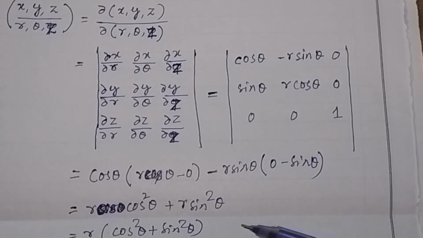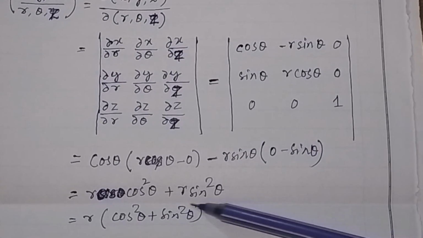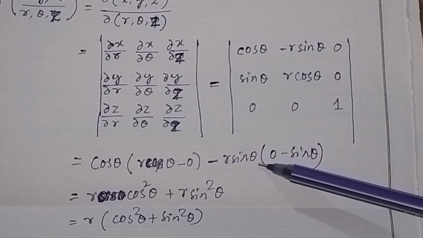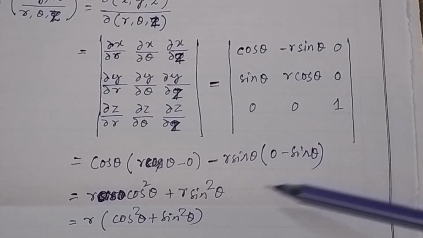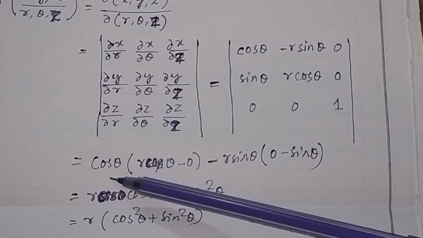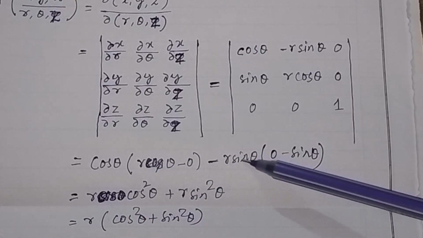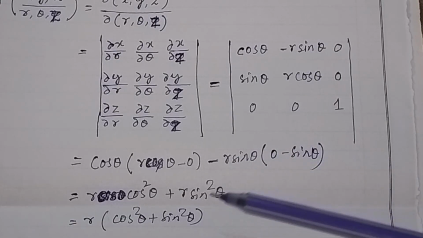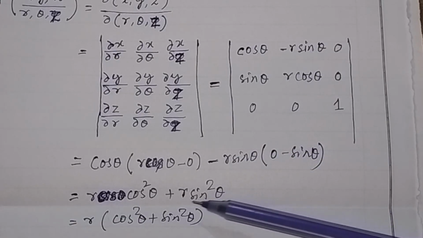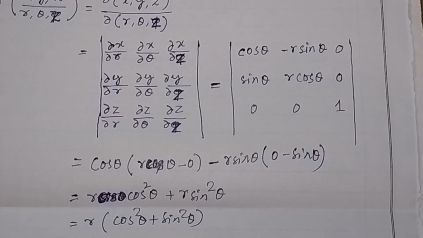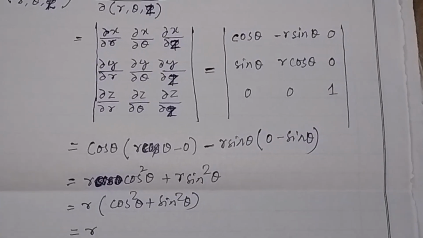And for the third column, it is 0, so multiplication of 0 with the other terms is equal to 0. So you have cos theta into r cos theta minus 0, minus r sin theta into minus sin theta. This will be equal to r cos square theta plus, here minus and minus make plus, r sin square theta. Taking r common, cos square theta plus sin square theta is equal to 1. So the answer will be equal to r.